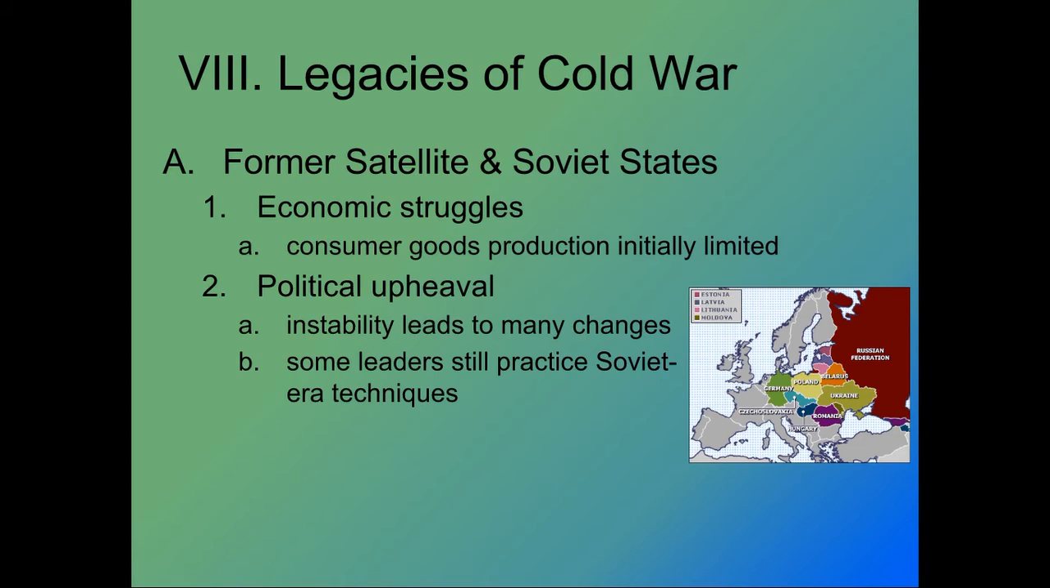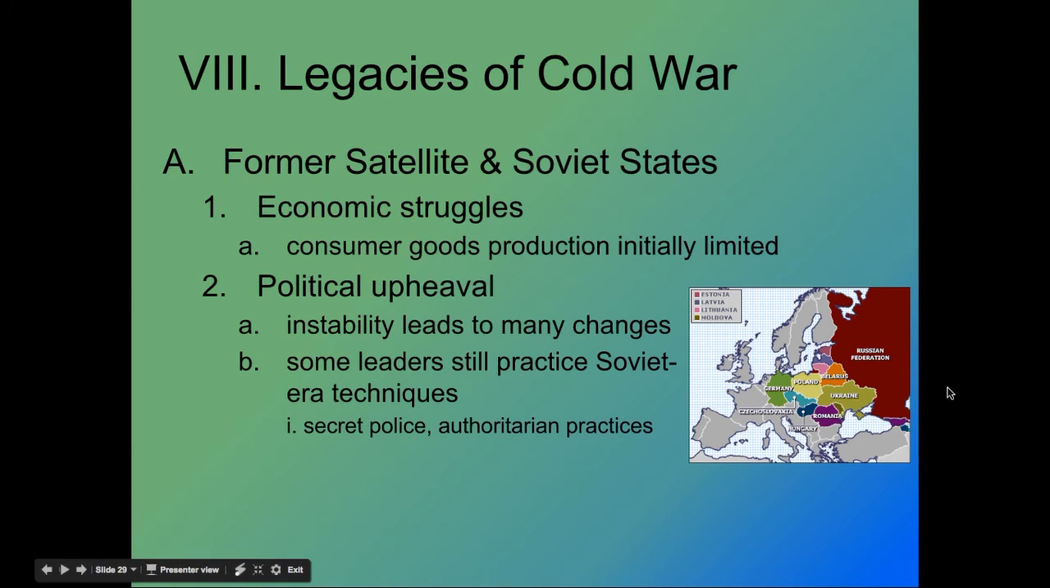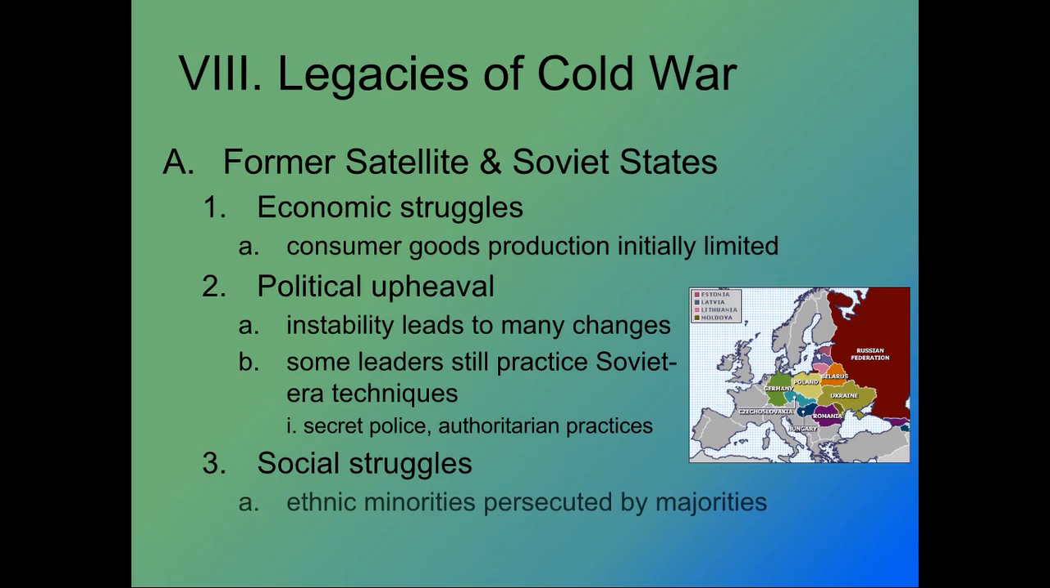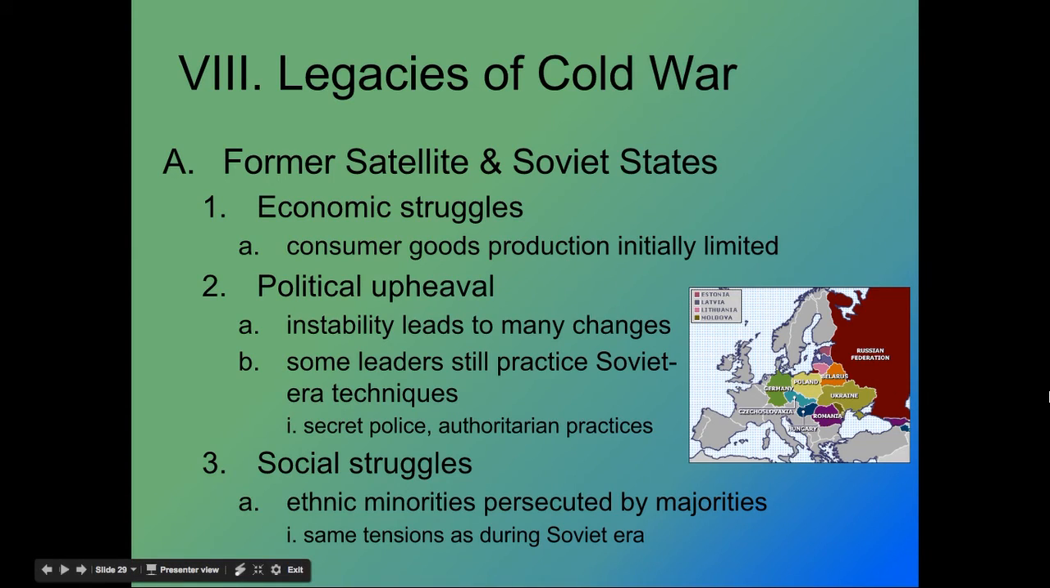So there's a lot of authoritarian control. For example, we see dictatorships arise in Belarus and a lot of the stans, Kazakhstan, Uzbekistan, etc. A lot of these leaders are really, really brutal. And even though they're independent democratic nations, they might as well just be part of the Soviet Union for all of their practices with all the censorship and propaganda. It's really, really brutal. And unsurprisingly, this leads to a lot of social struggles. We see a lot of ethnic minorities being persecuted by majorities. These tensions were there during the Soviet Union, but now that there's freedom, now there's competition for who can control the government, that's going to lead to, at times, outright warfare, as well as terrible things like ethnic cleansing and genocides.